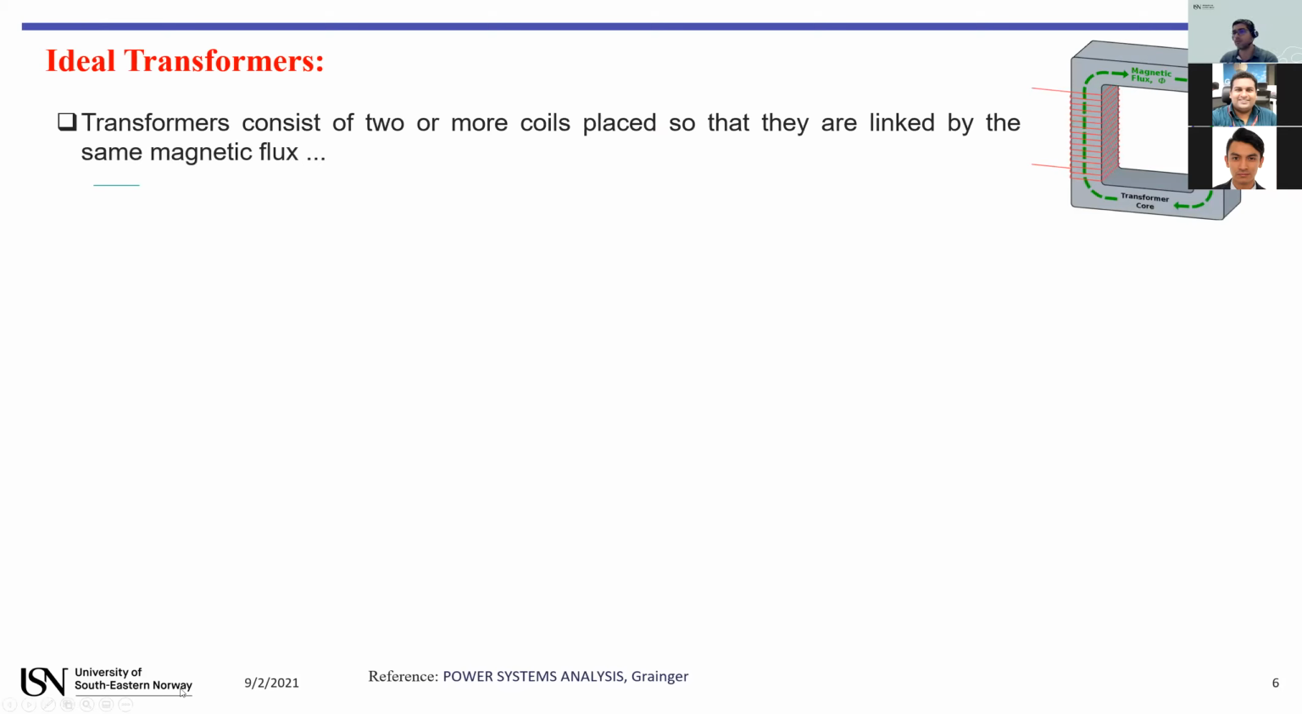A transformer consists of two or more coils placed so that they are linked by the same magnetic flux. So you can see here, it is the same magnetic flux for the first coil and the second coil. We call them primary and secondary. Sometimes they are called high voltage and low voltage. It depends on the condition, but primary and secondary is more common.